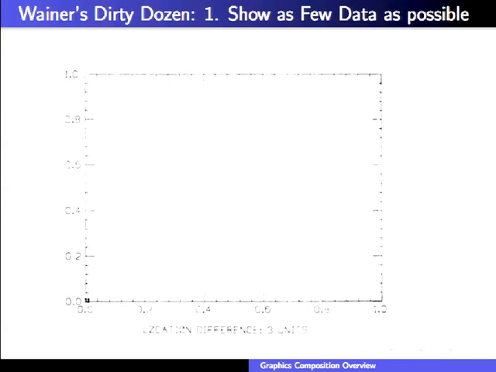The first one is show as few data as possible. Can you see the data here? They're right there. There's 4 observations, really close to 0, 0. So that's not a lot, and it's not taking up much of the data region. That's rule number 1. Rule number 2 is hide the data you do show.